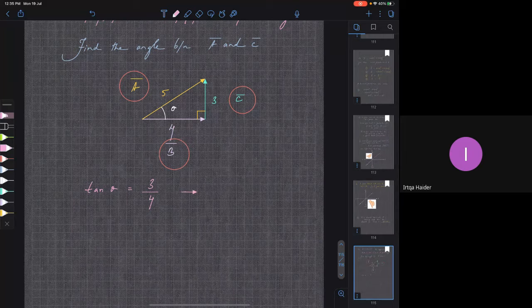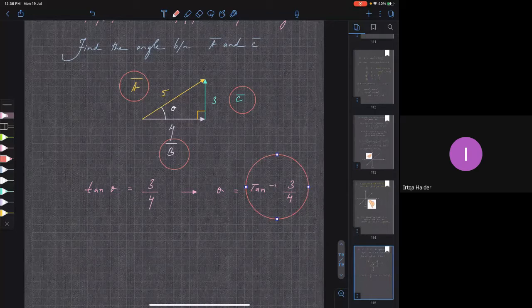Implies theta equals tan inverse of 3/4. Clear? Or you can write it as sin inverse of 3/5, or cos inverse of 4/5. Depending on whatever is given in the options, you have to choose. Clear?